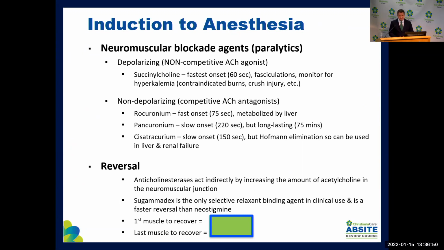Cisatracurium, also known as Nimbex, has a relatively slow onset, somewhere in the middle between your rock and your pancuronium, but nice because it has Hofmann elimination. So it could be used in those patients with liver and renal failure, a little bit more predictive metabolism of that drug for you.